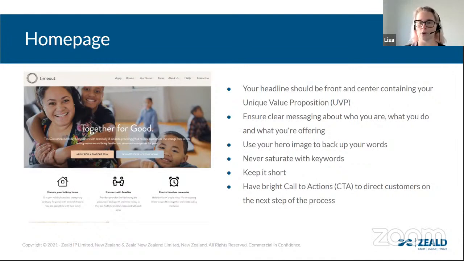Now, another thing for your UVP is never saturate it with keywords. So what I mean here is that you don't want to saturate this UVP with keywords of what people might search to find you, okay? It needs to be the true message of your company. It's essentially your elevator pitch. The keywords can go in other areas of your homepage. It can go in your metadata as well. So you don't need to use this crucial opening scene essentially to try and get some keywords in there.